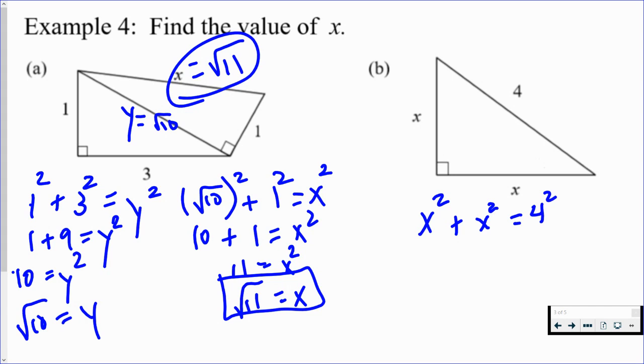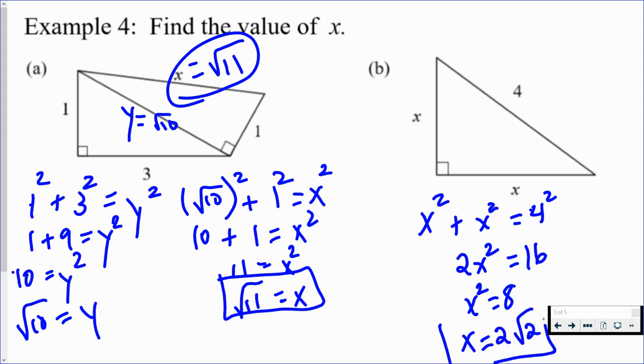Let's combine our like terms. X squared plus x squared is 2x squared. 4 squared is 16. Now if we want to solve for x, we divide by 2. So x squared equals 8. When we take the square root, 8 is 4 times 2. So square root of 4, we can bring that out as 2, and there's a 2 left inside. So x would be 2 square roots of 2 for both of these pieces.